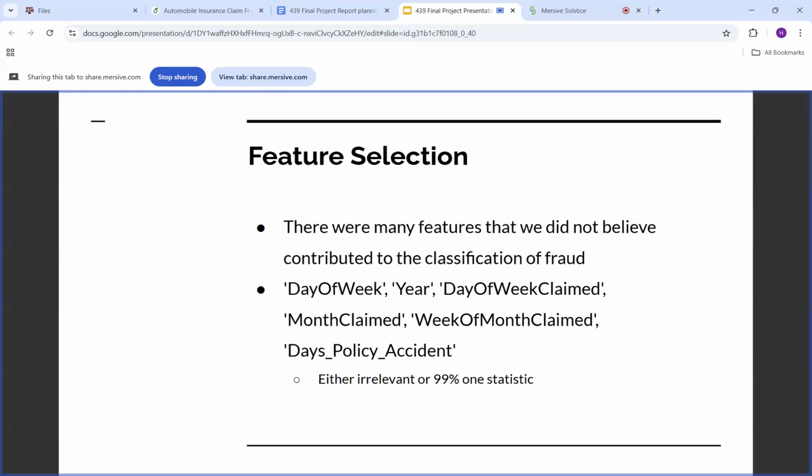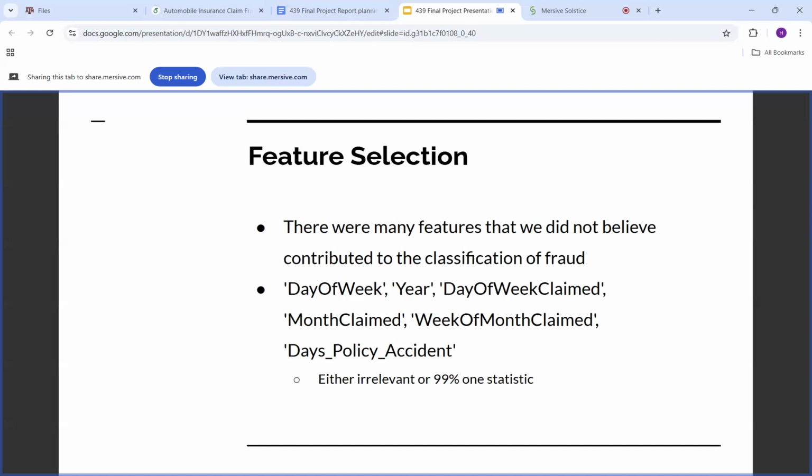Now we're going to talk about feature selection. We noticed that there were many features that we did not believe contributed to the classification of fraud. Some of these features include day of week, year, day of week claimed, month claimed, week of month claimed, and days policy accident. We decided that these features were either irrelevant or 99% one statistic, which we thought made all of these features noise.